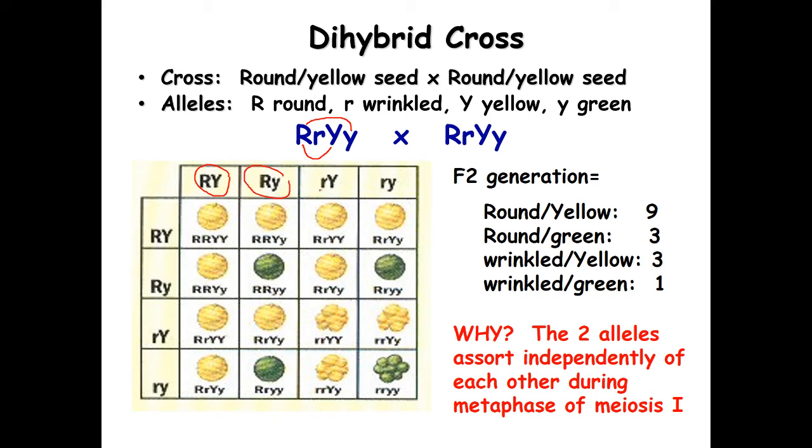Now remember, these are possibilities. It's kind of like gambling. And the same thing, the small r can be segregated together with the big Y, or it can go with the small y. We don't know that. It depends on how they orient. So that's why you get these two other possibilities of gametes.